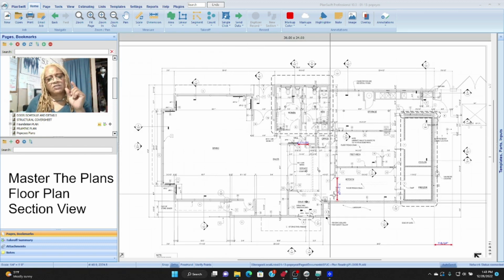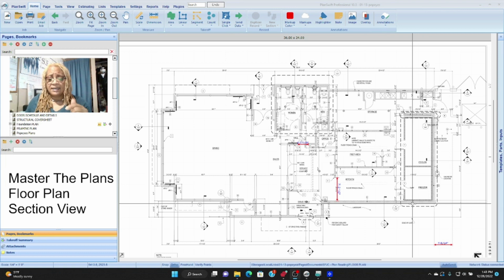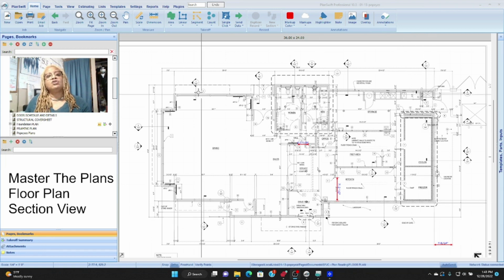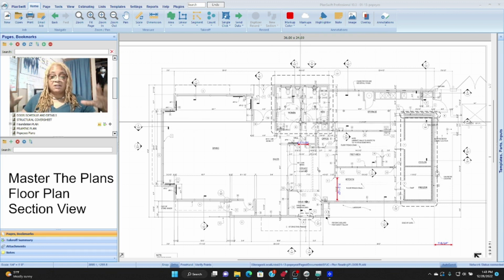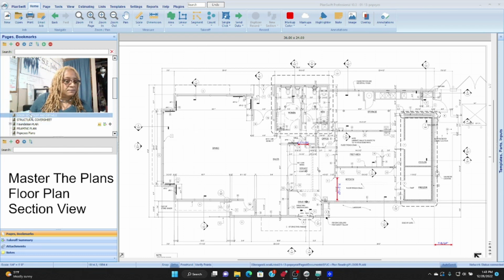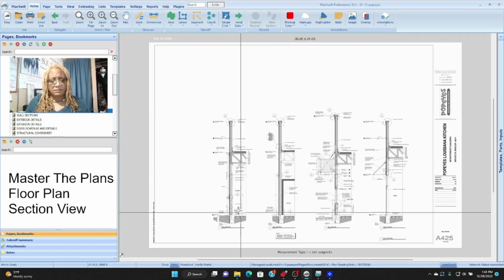Okay, so that's why it's very important, and I can't stress it enough, that you measure your walls based on the section views, and then you'll have so many linear feet of each section view, which will total all of your walls. Okay, so let's look at wall sections.